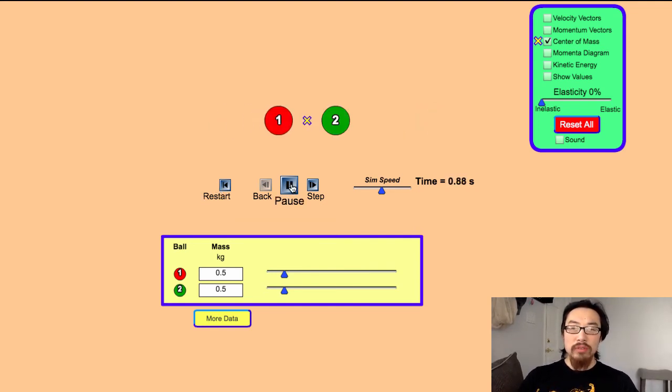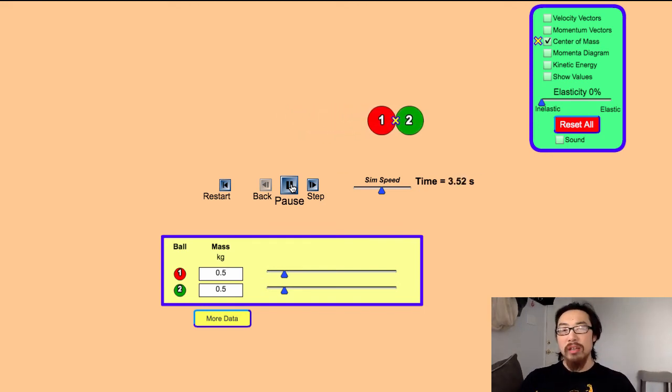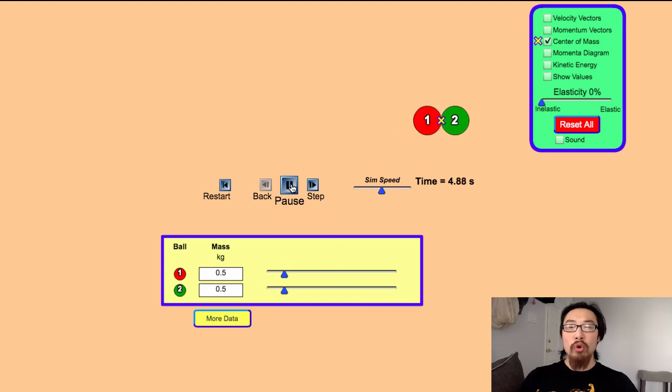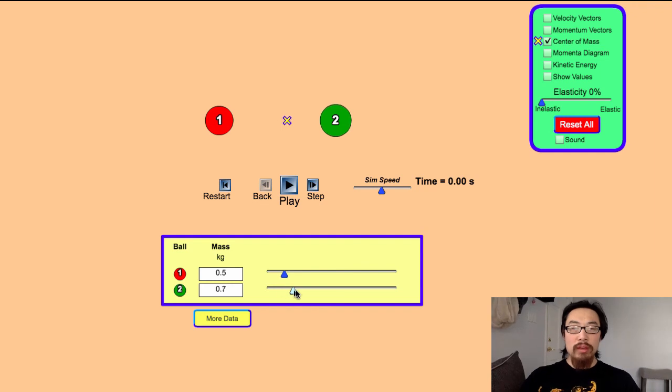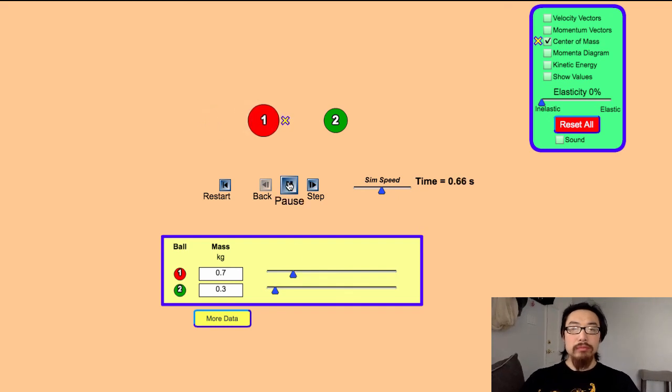So in case you don't believe me, let's see that again. The X is moving with a certain velocity, and even after the collision, the X is still moving with the same velocity, because momentum is always conserved. The momentum for the center of mass before the collision has to equal the momentum of the system after the collision. Okay, and let's see if this holds true. Let's make the red one more massive. It still holds true.